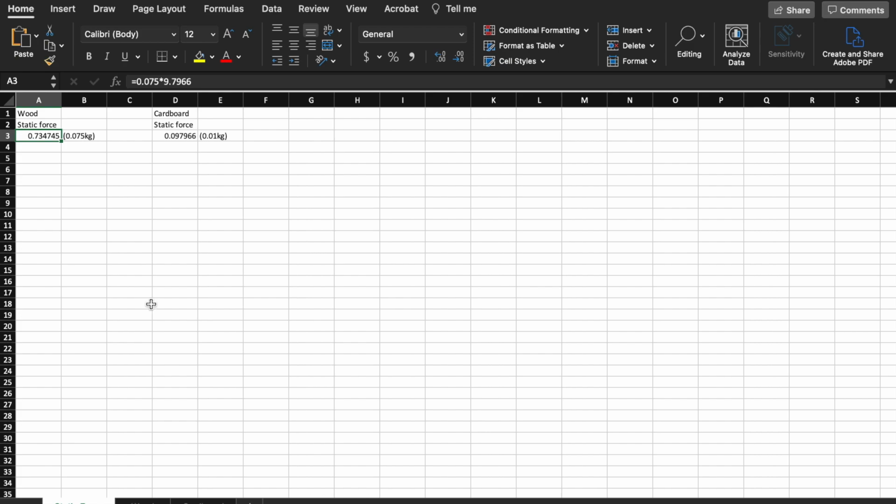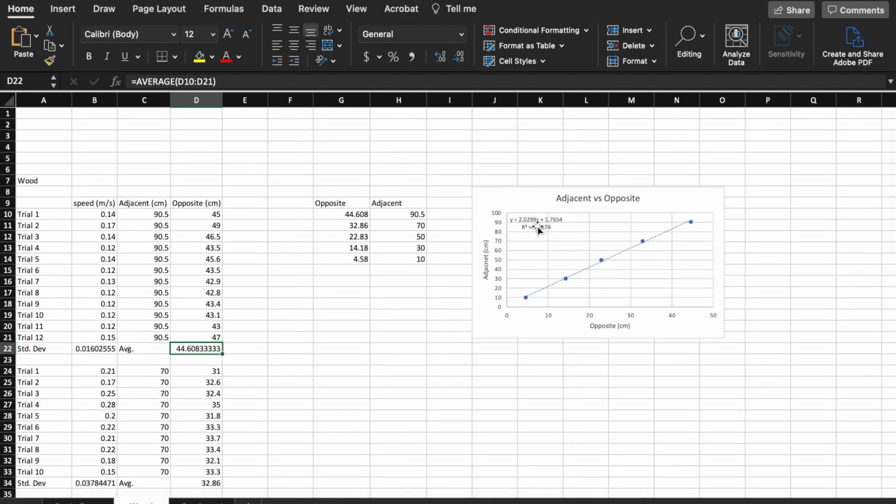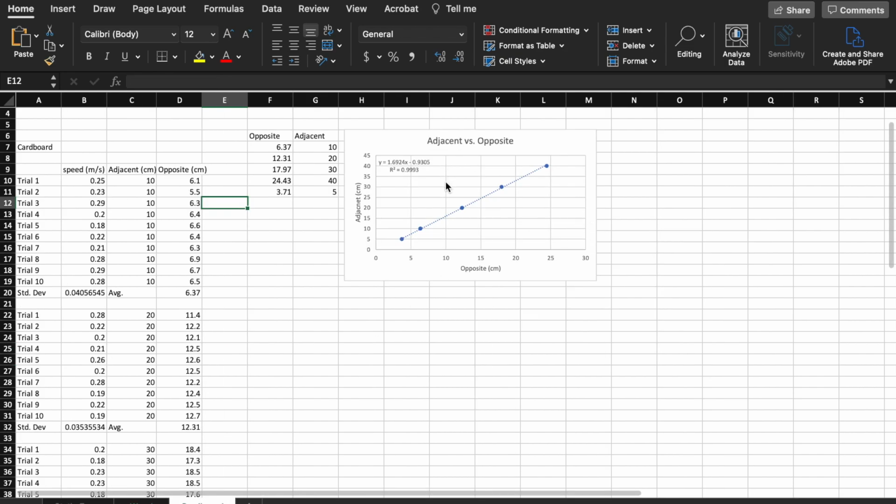So our conclusion is that cardboard does not generate as much friction as wood, since it has a much smaller static force. And we see that again with the kinetic friction values too, with the kinetic friction value for wood being just over 2 and this value being at 1.7. So cardboard again had a lower kinetic friction value.